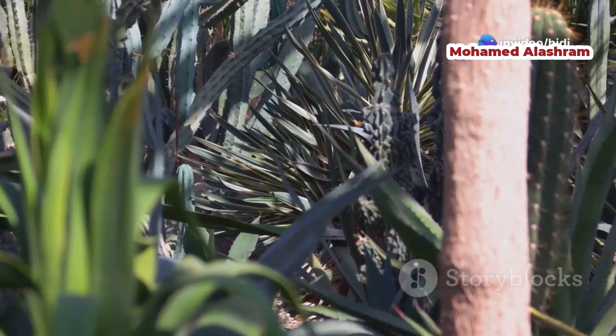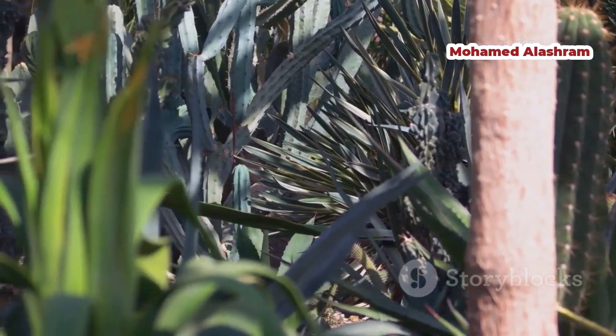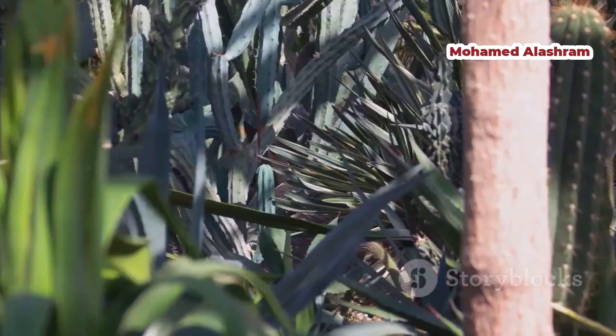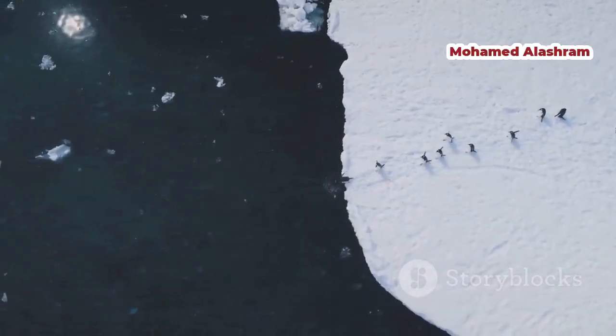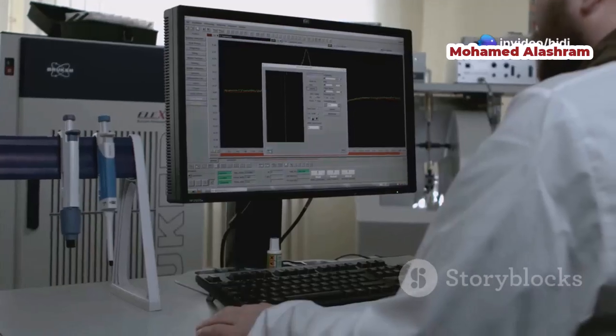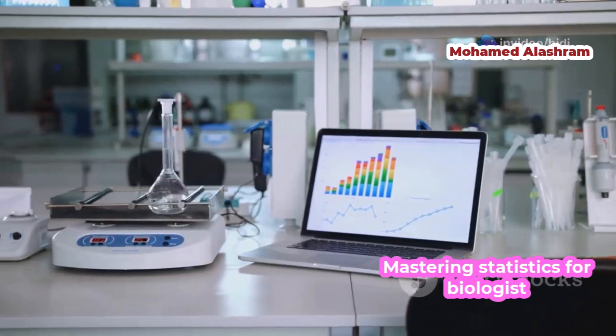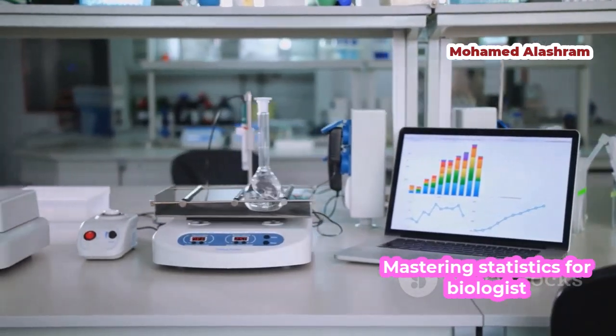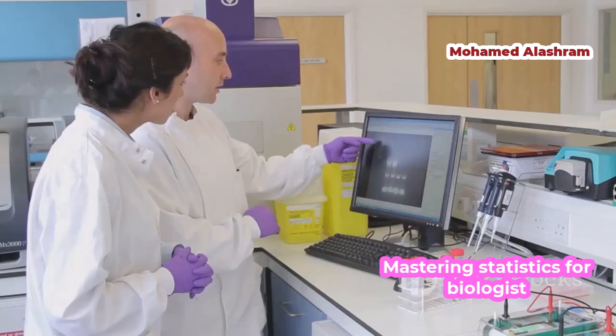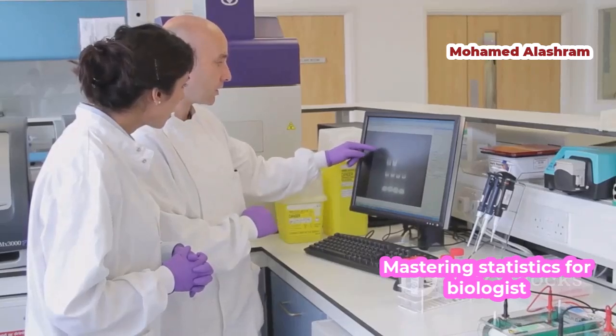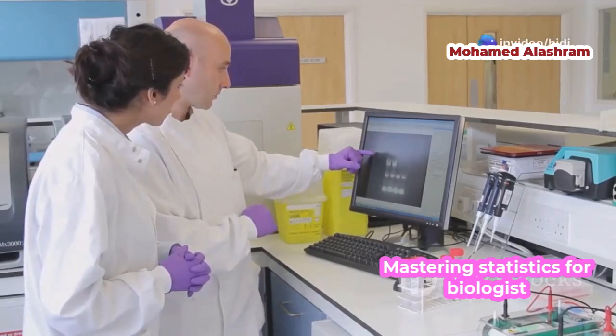Think about it. Biology is all about studying living things, and living things are full of variation. From the size of leaves on a tree to the population of penguins in Antarctica, there's variability everywhere. That's where statistics come in handy. They give us the tools to make sense of all this variation, to see the patterns hidden within the chaos. Statistics help us design better experiments, analyze data effectively, and draw meaningful conclusions.